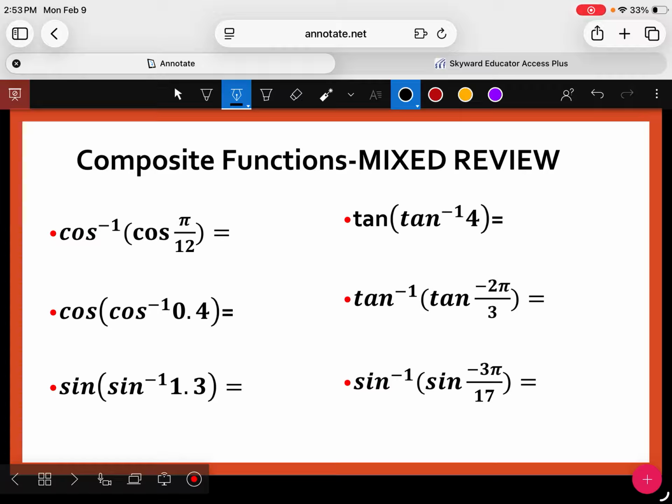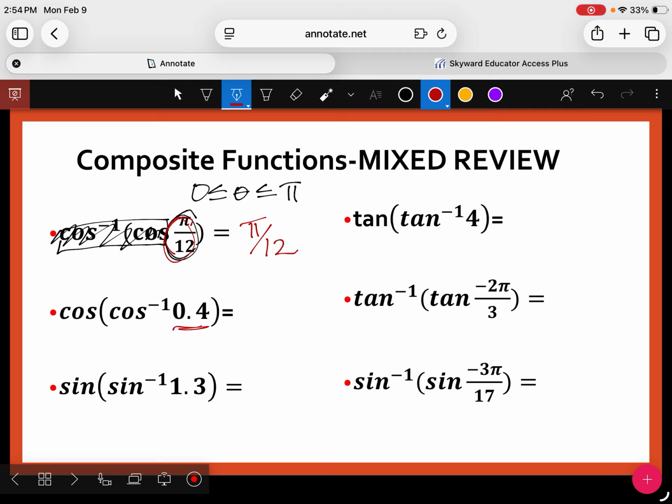Okay, so these two cancel each other out. Remember, cosine is between 0 and pi. Is pi over 12 between 0 and pi? Yes. Because this is within the range that I'm looking for, my answer is just pi over 12. As long as the number falls within the restriction, the answer is going to be the same.